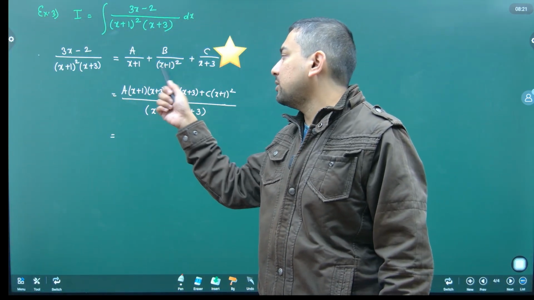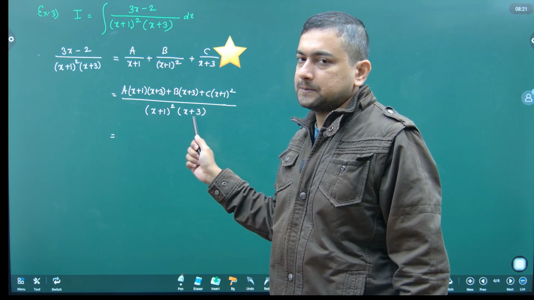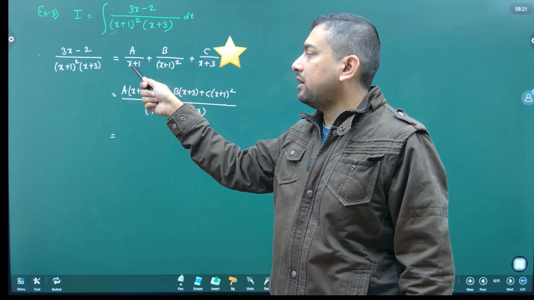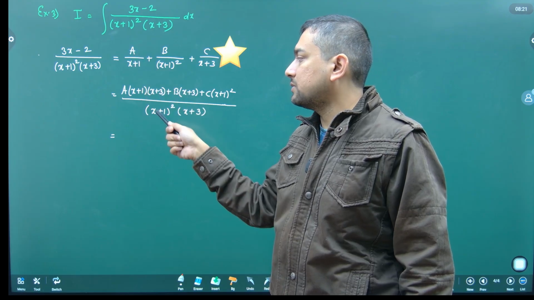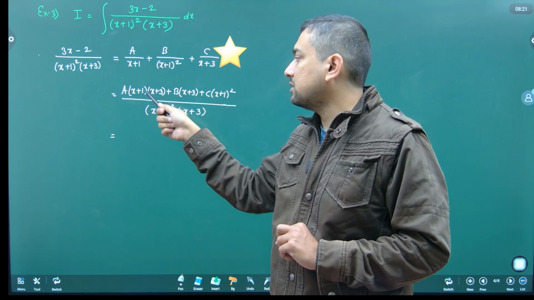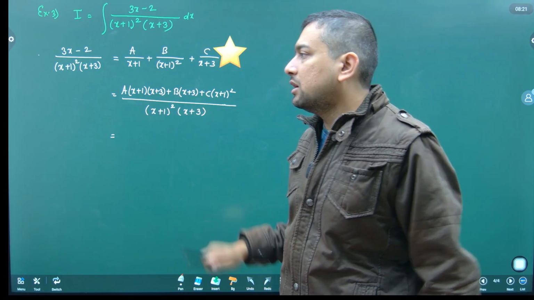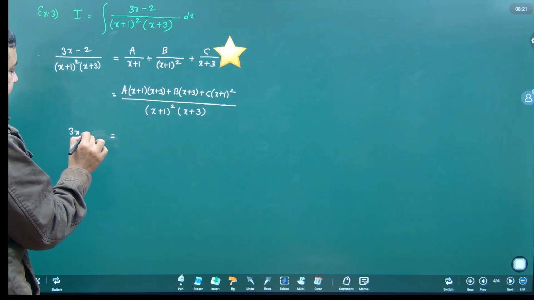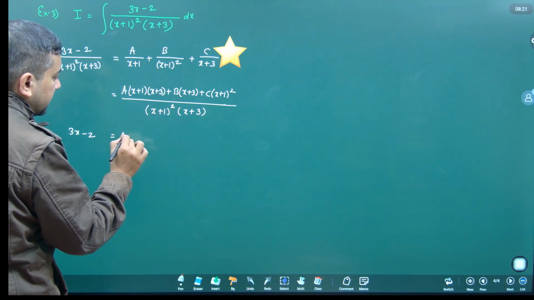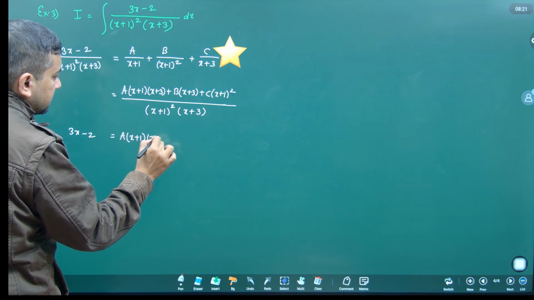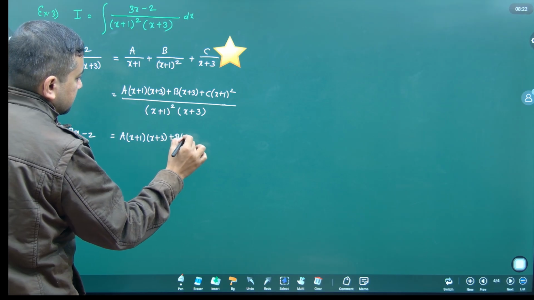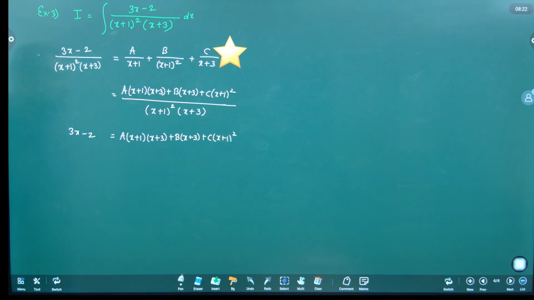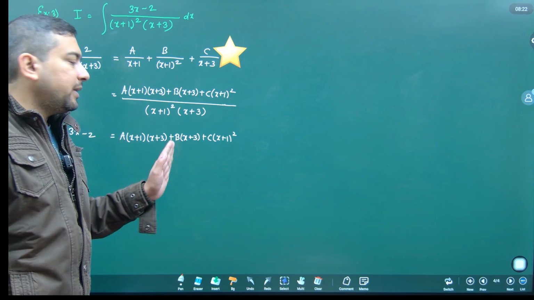Is the second step clear to everyone? You have to take the LCM. What will be the LCM here? (x plus 1) square into (x plus 3). Now just write the missing term. For example, for A, its denominator is x plus 1; what is missing? One x plus 1 is missing and x plus 3 is missing. So let us equate the numerator. What is the numerator here? 3x minus 2. Complete: A in bracket (x plus 1)(x plus 3), B in bracket (x plus 3), C in bracket (x plus 1) square. Now you have to find A, B and C.